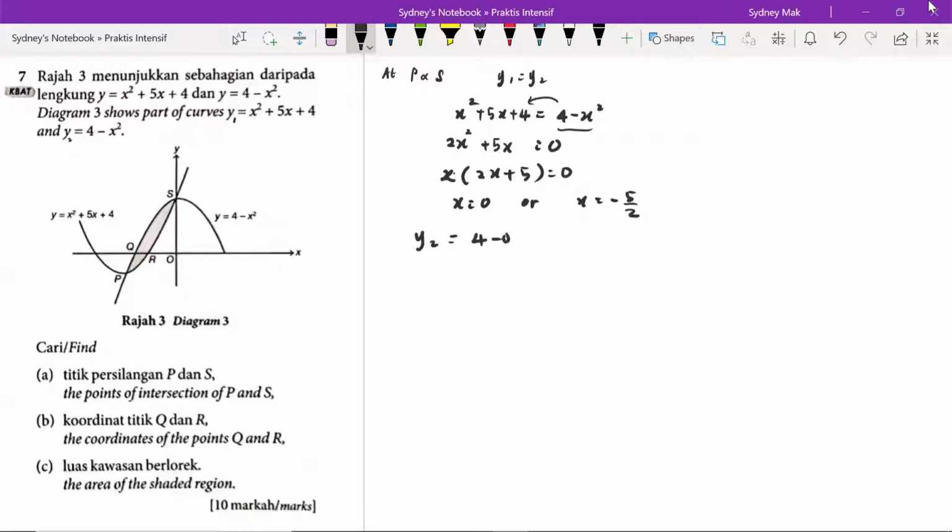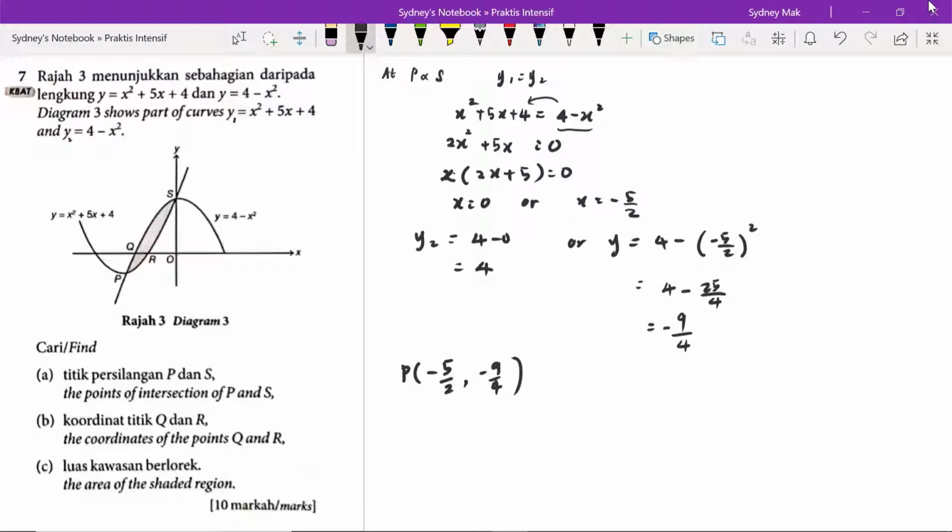So 4 minus 0, we get 4, or y equals 4 minus negative 5 over 2 squared. Over here, we will have 4 minus 25 over 4. Therefore, we will have negative 16 minus 25, negative 9 over 4. So we found the coordinates for P. The x coordinate is negative 5 over 2, y is negative 9 over 4. And for point S, the x coordinate is 0, the y coordinate is 4.